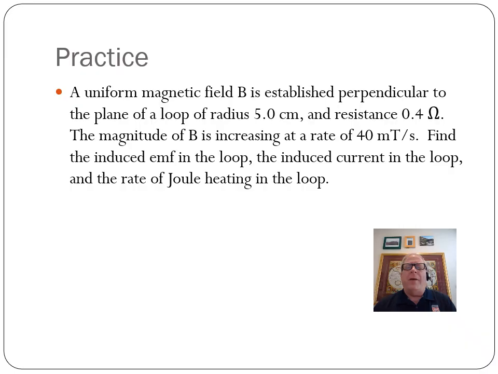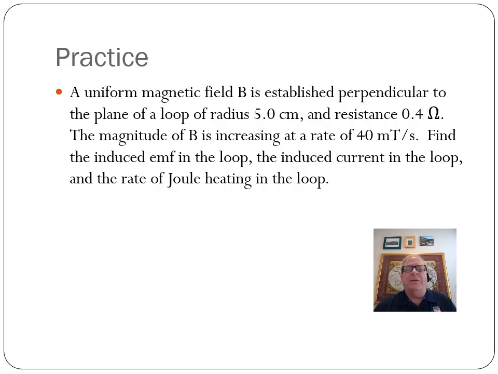We have a uniform magnetic field of strength B established perpendicular to the plane of a loop of radius 5 centimeters and a resistance of 0.4 ohms. The magnitude of B is increasing at a rate of 40 milliteslas per second. Find the induced EMF in the loop, the induced current in the loop, and the rate of Joule heating in the loop. A couple of things.